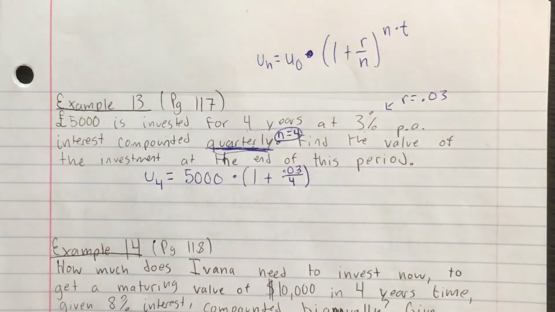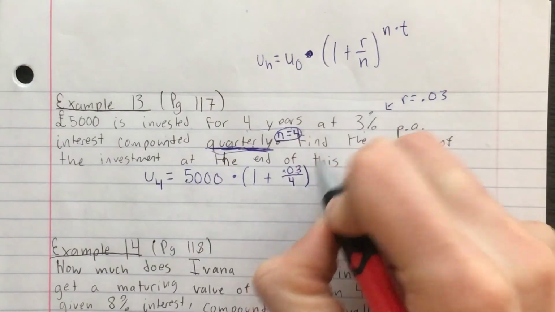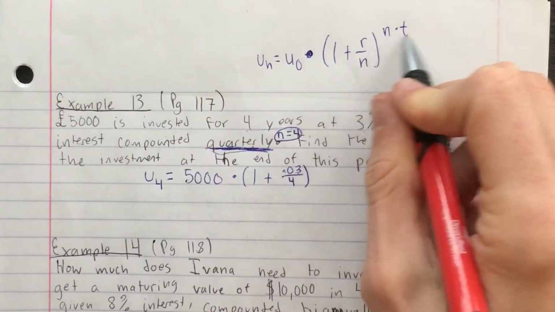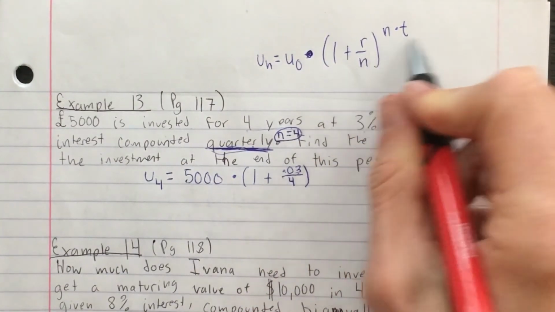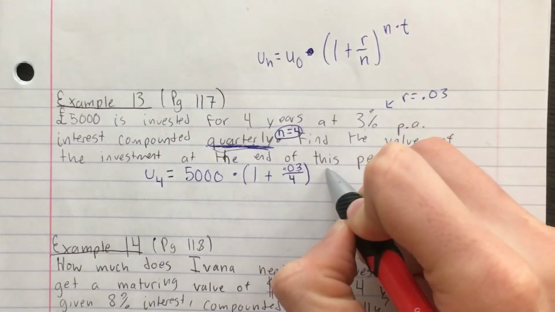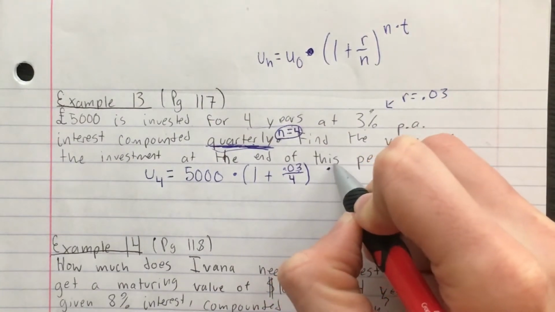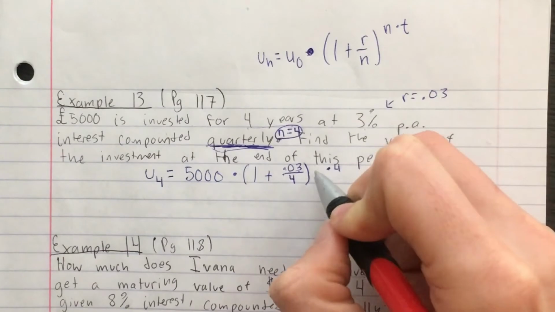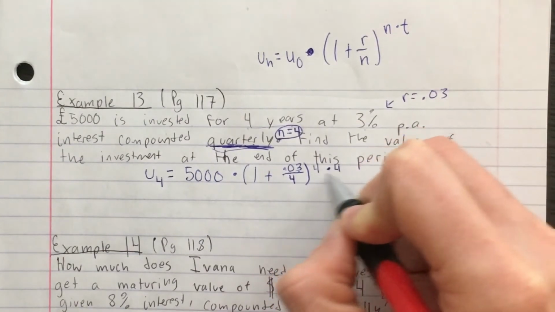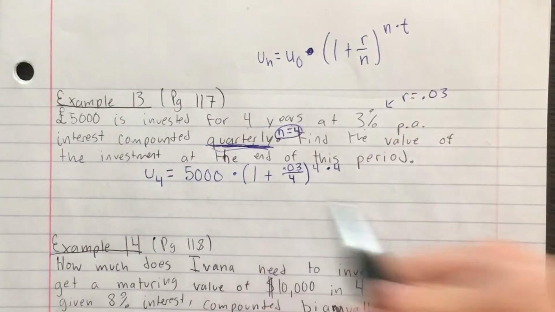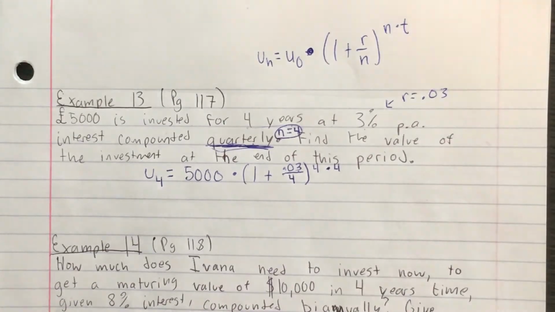And you're probably like, wait, Mr. Price, if it's getting cut by 4, am I going to make less money? Well, the thing is that also, this is N times T. The amount of compounding periods is going to increase. So T is still 4, but also N is 4. So our exponent is going to increase as our interest rate is decreasing because we're getting it quarterly.